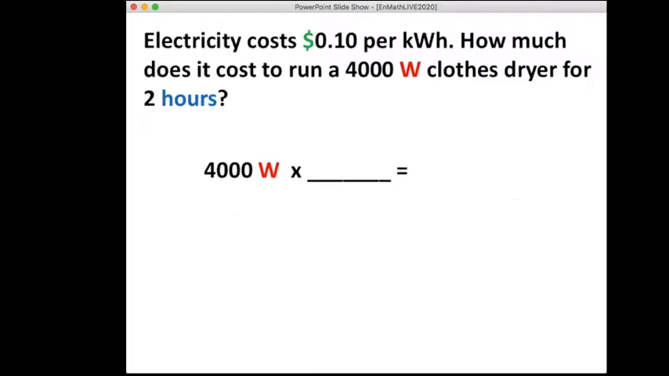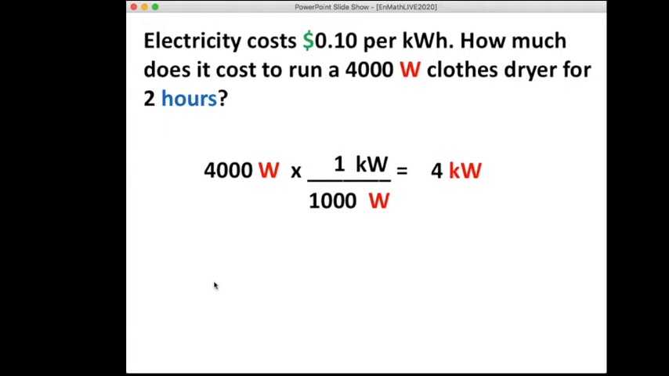Electricity costs 10 cents per kilowatt hour. How much does it cost? I made it green. That's what we want to know, the cost. How much does it cost to run a 4,000 watt clothes dryer for 2 hours? Power of the dryer is 4,000 watts. Well, I need to know kilowatt hours, but my dryer is in watts. They want you to show your work, so I set it up where watts cancels out. Kilowatts goes on top. Remember, this is called a conversion factor. Kilowatts is larger, so it gets the 1. 1,000 is kilo. So there we go. 4,000 divided by 1,000 is 4, and watts cancels out.